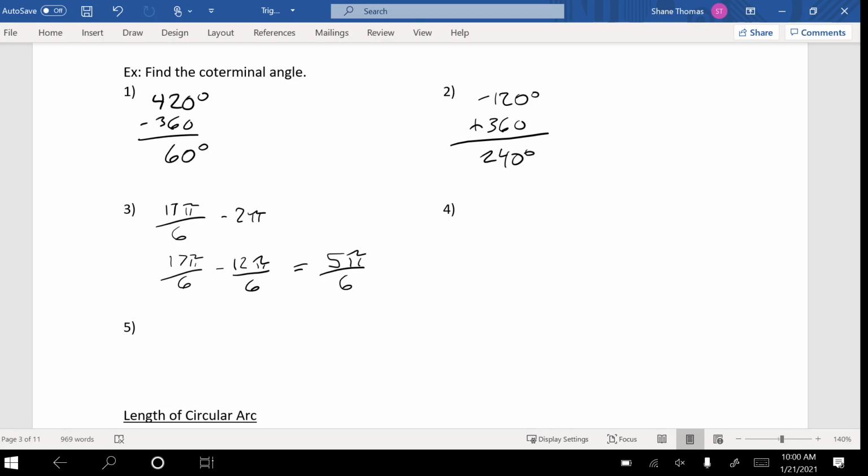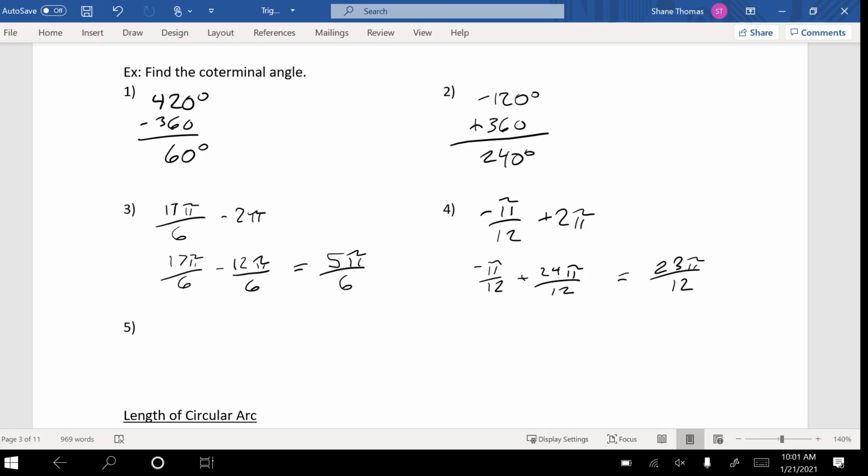Same aspect if I have a negative radian, say negative pi over 12. I'm going the wrong direction. Now I'm going clockwise around my rotation, and it doesn't work as nicely that way. So if I want to do that, it's a negative, so I add. In this case, I'm going to add 2 pi. Find a common denominator, so it's negative pi over 12 plus 24 pi over 12. And that's going to give me what then? 23 pi over 12.